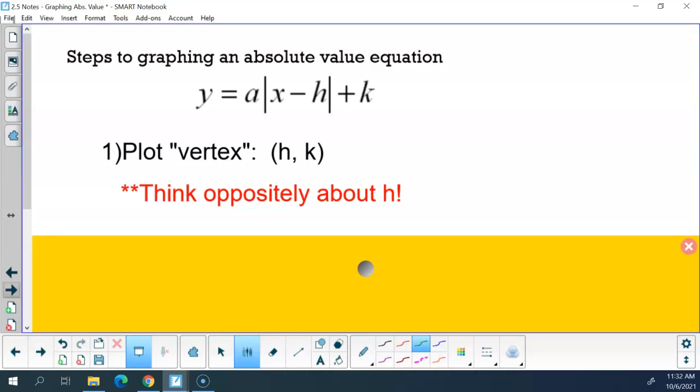Luca, did you have a question? Oppositely about h. Just about h. So if it looks like x minus 2, it's actually positive 2 that is your h value. And if it's x plus 3, your h value is actually negative 3. Okay.